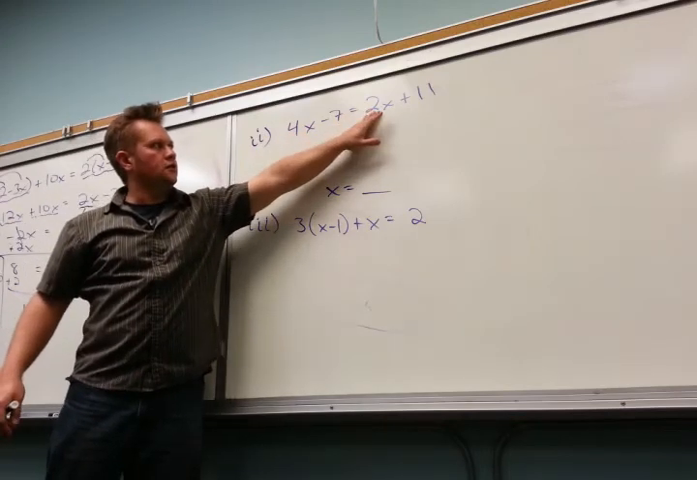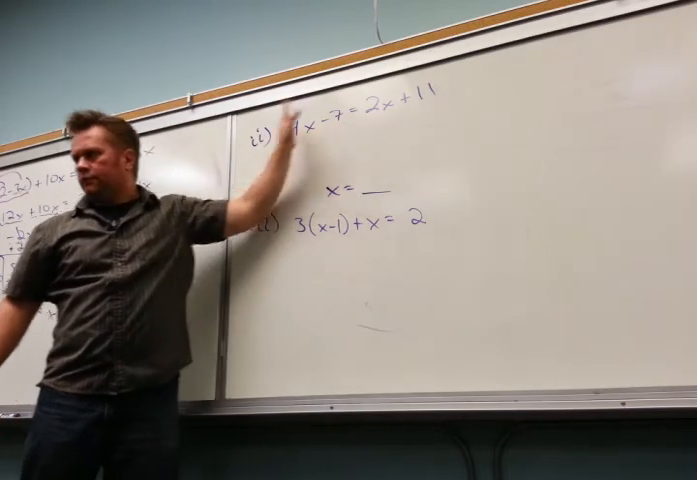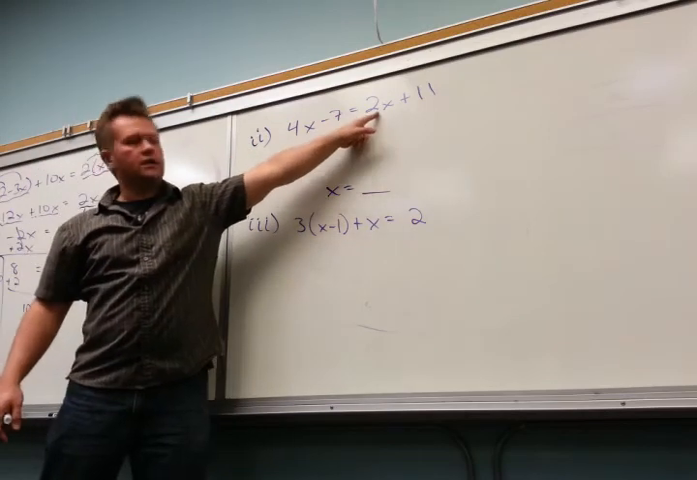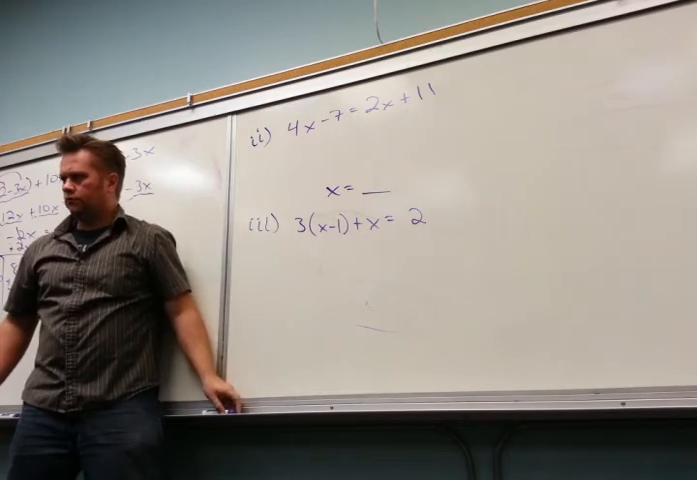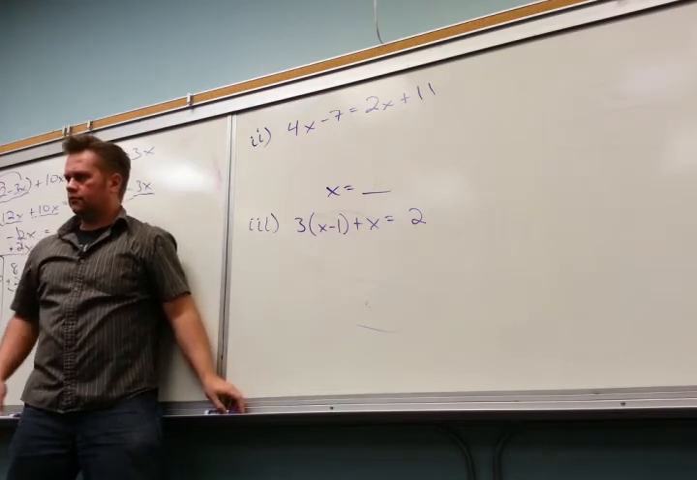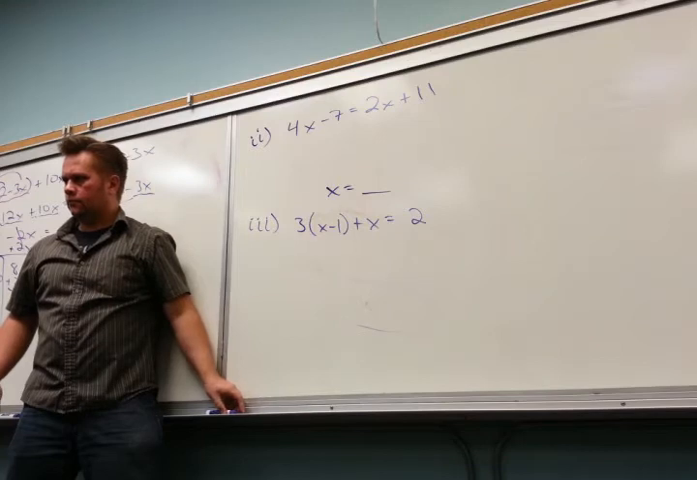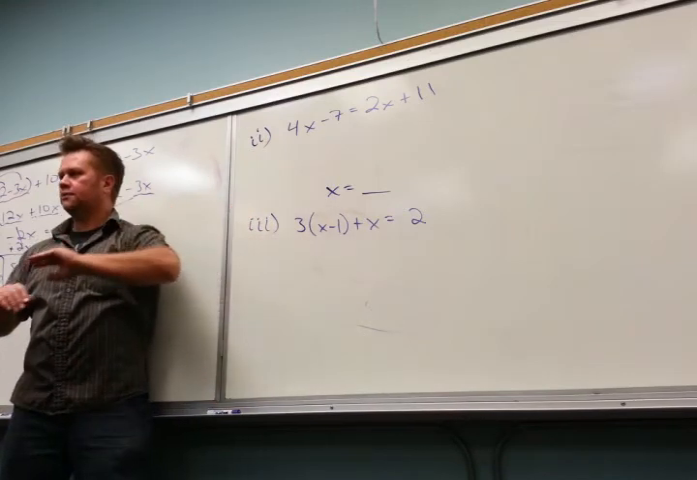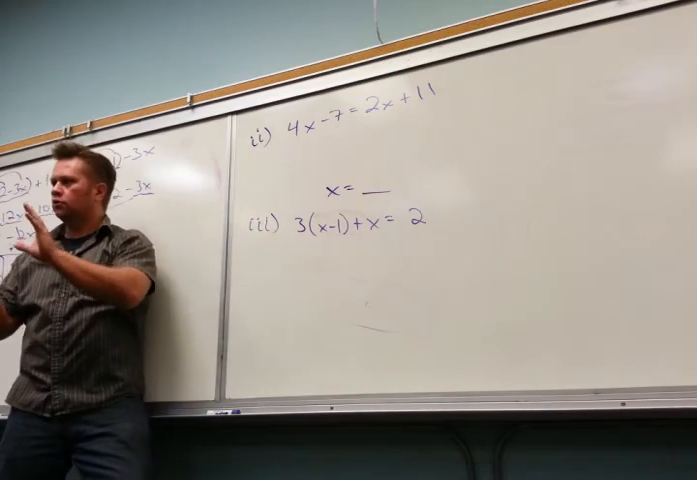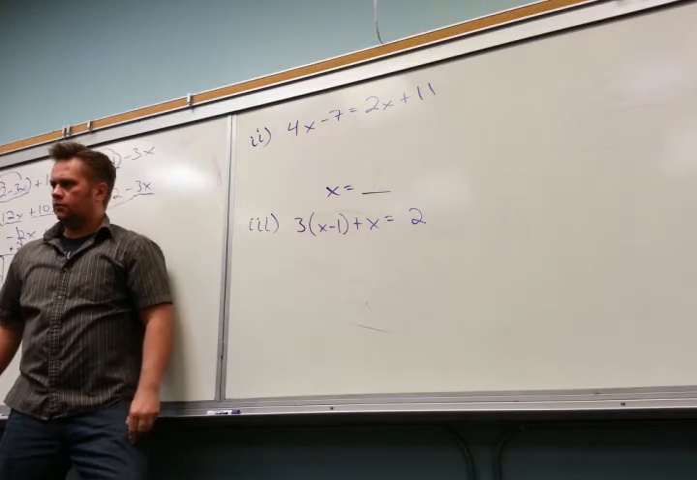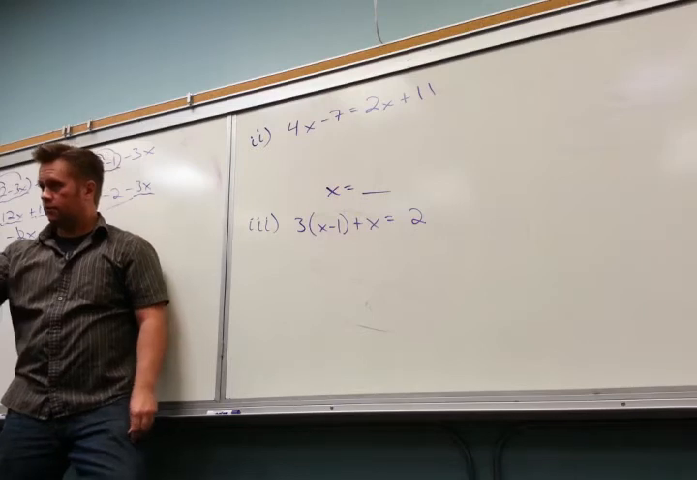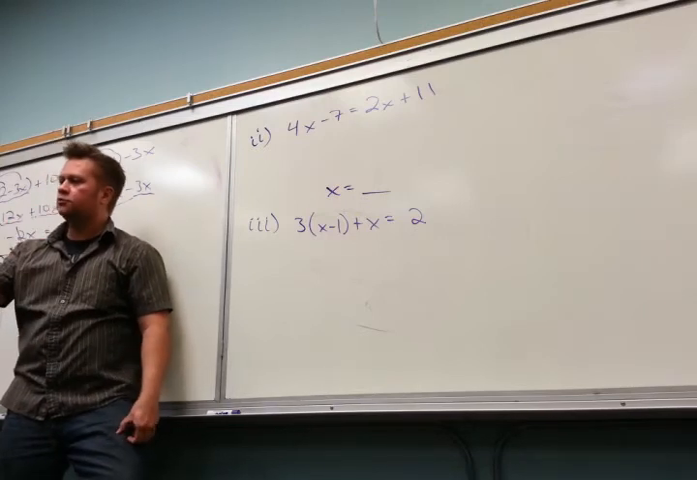Can you get those to cancel on this side? Can you get rid of those x's so it's just a number on that side? What would you do to make the 2x go away? How would you cancel the 2x so it comes out to be 0? What would you do to make those 2x's go away? Yeah. Negative 2x. Subtract the 2x from both.